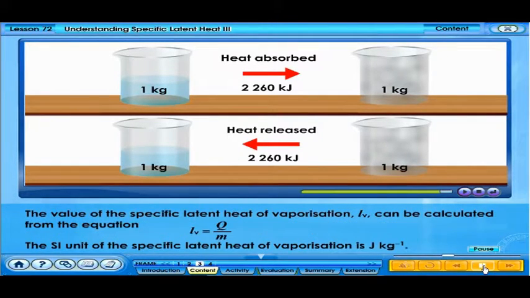The value of the specific latent heat of vaporization can be calculated from the equation LV equals Q over M. The SI unit of the specific latent heat of vaporization is joule per kilogram.